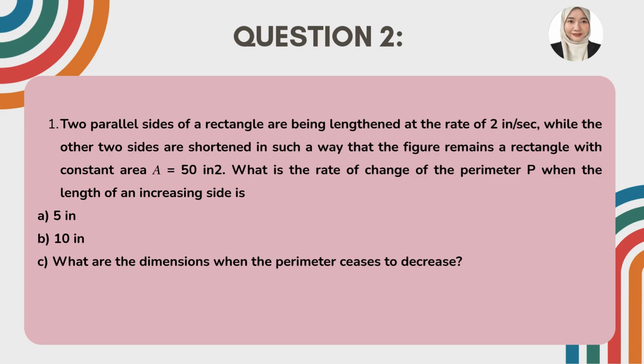As for question number 2, the question is: two parallel sides of a rectangle are being lengthened at the rate of 2 inch per second, while the other two sides are shortened in such a way that the figure remains a rectangle with a constant area A equals 50 inch squared. A, what is the rate of change of the parameter P when the length of an increasing side is 5 inch? B, what is the rate of change of the parameter P when the length of an increasing side is 10 inch? And C, what are the dimensions when the parameter ceases to decrease?